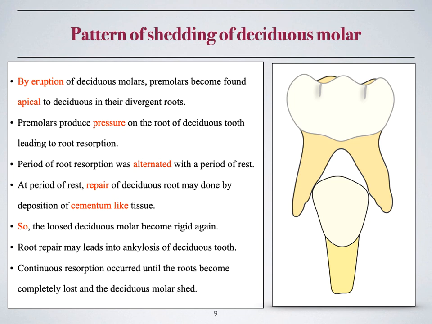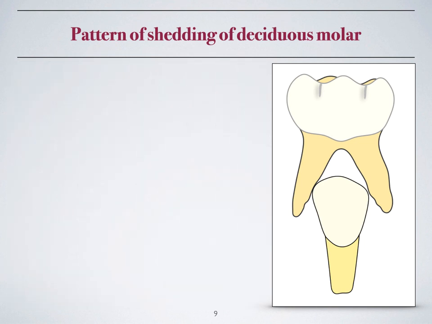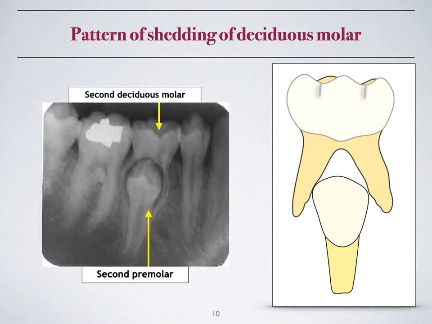Continuous resorption occurs until the root becomes completely lost and the deciduous molar sheds. نشوف اكس راي اللي احنا شفناها في بداية المحاضرة. The second premolar is found within the divergent root of the deciduous second molar.